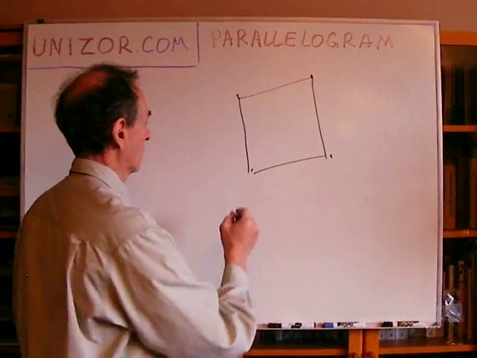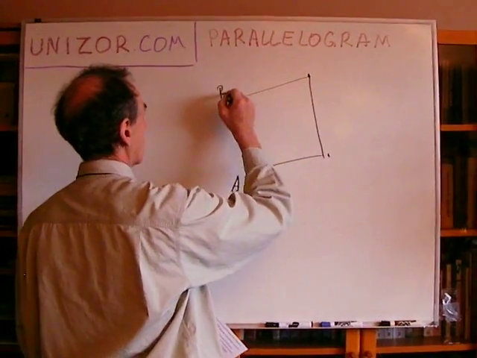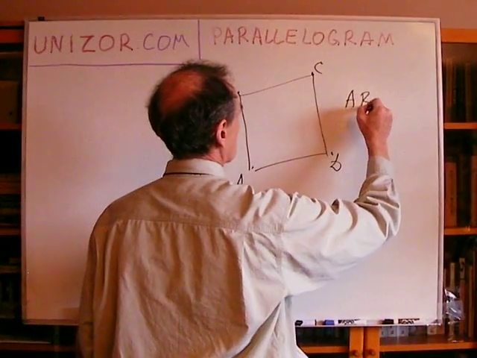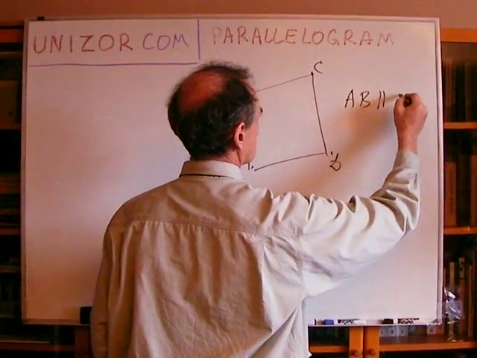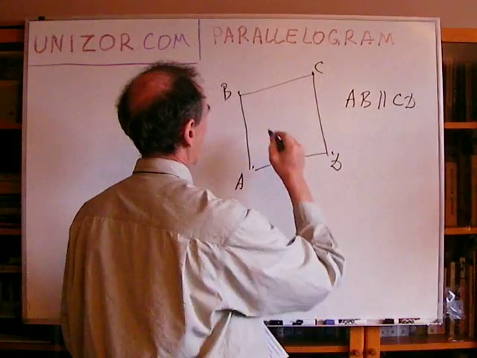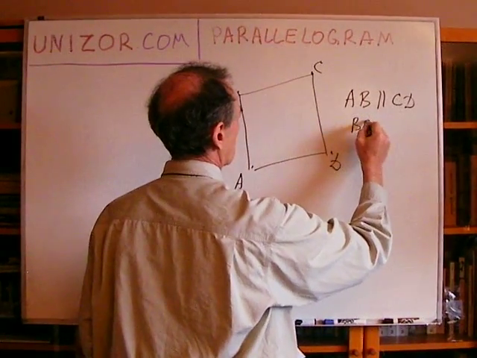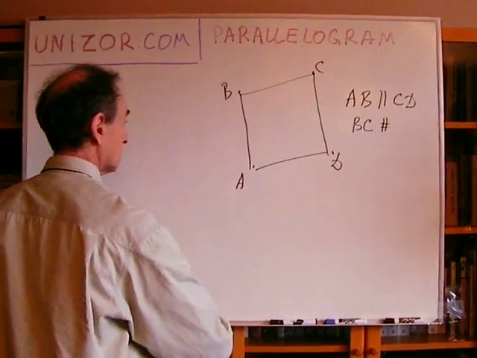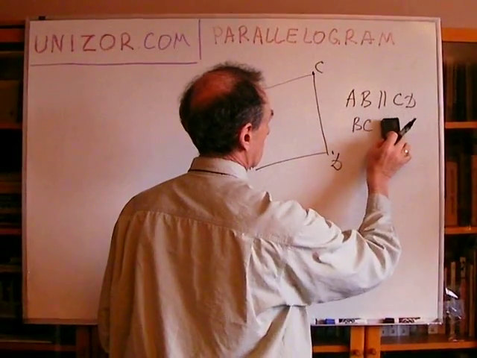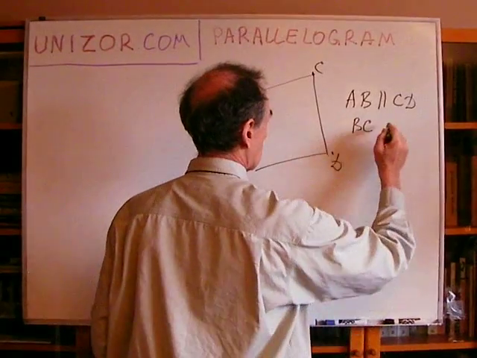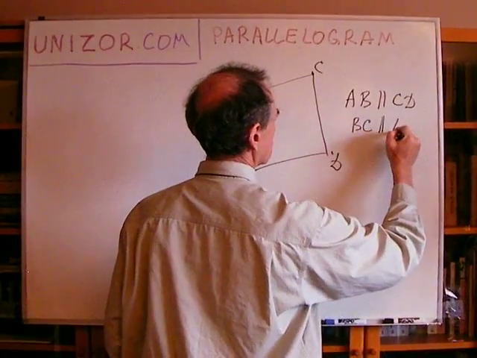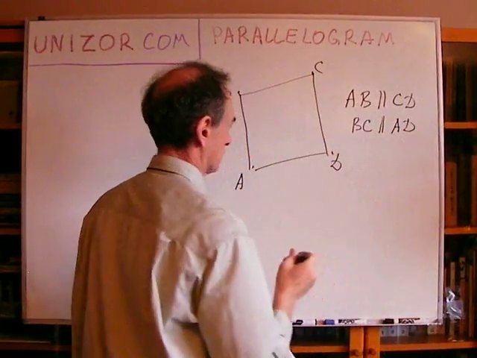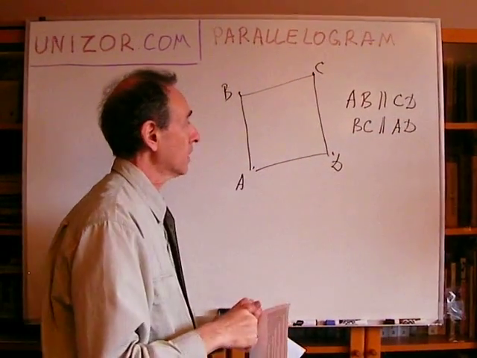Secondly, opposite sides are supposed to be parallel, which means AB is parallel to CD and BC is parallel to AD. So that's the definition of a parallelogram.